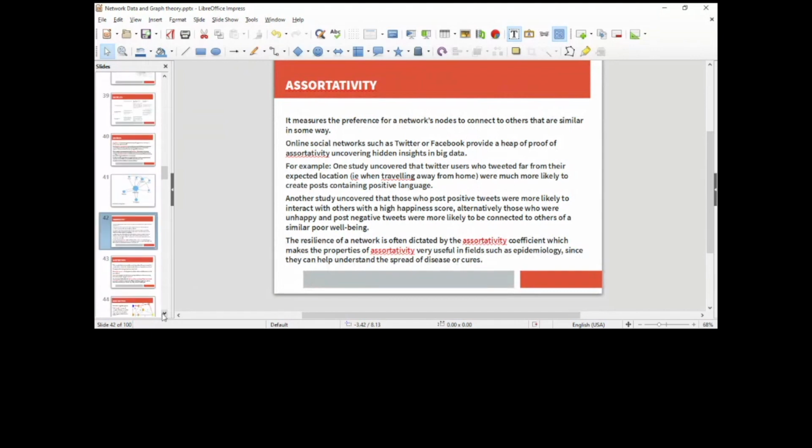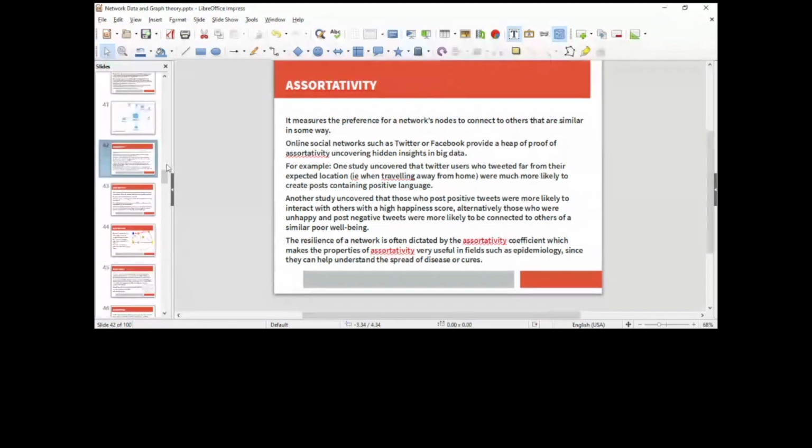There are so many algorithms. We have associativity. It measures the preference of a network node to connect to others that are similar in some way. Social networks like Twitter and Facebook provide a heap of proof of associativity, uncovering hidden insights in big data. Okay? There are so many.